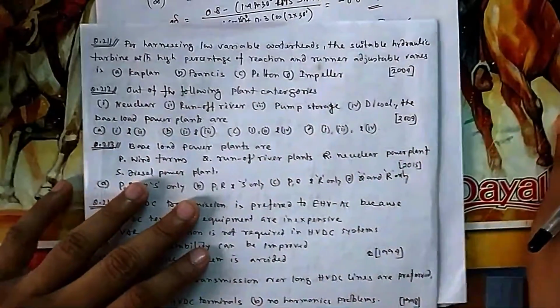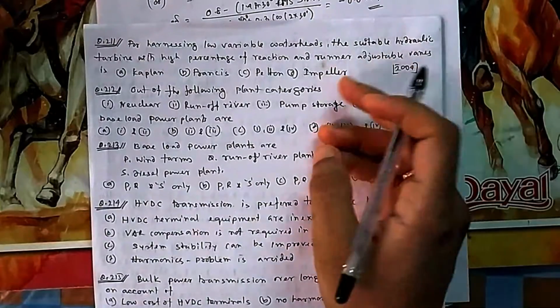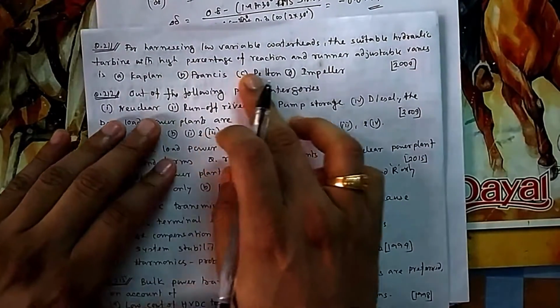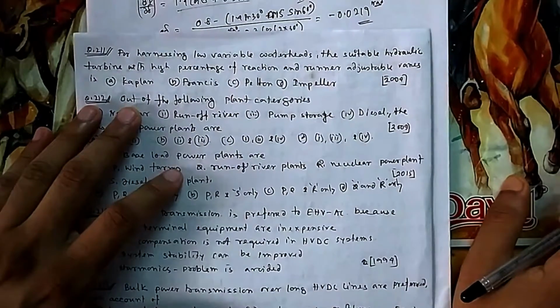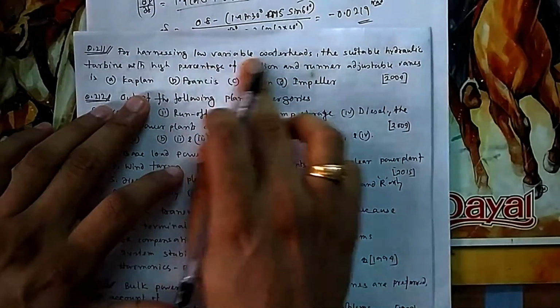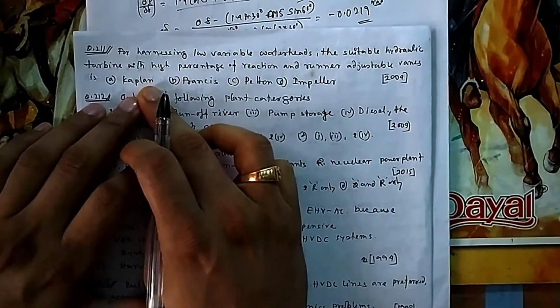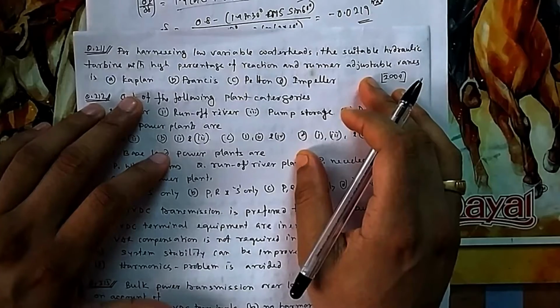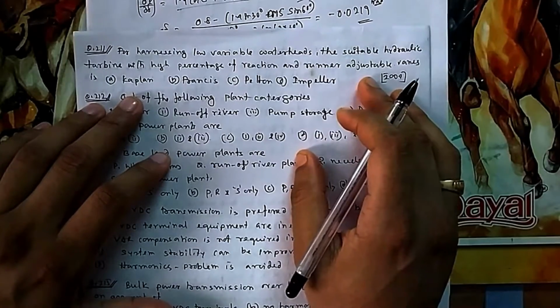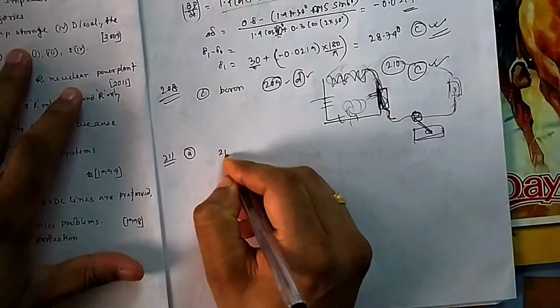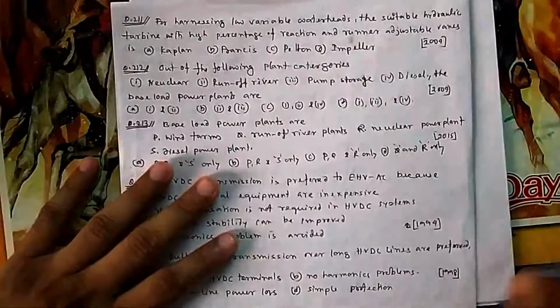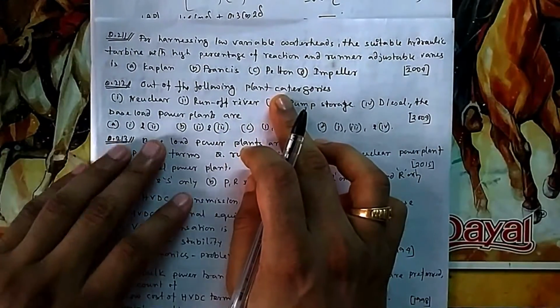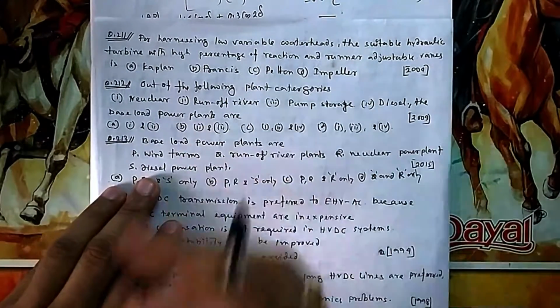For harnessing low variable water heads, which is the suitable hydraulic turbine with a high percentage of reaction and runner adjustable vanes? So for low variable water heads, you know it is always Kaplan. There is no way you should think otherwise. It is always A, that is Kaplan. Now if you come to 212, out of the following plant categories, this one, the base load power plant.